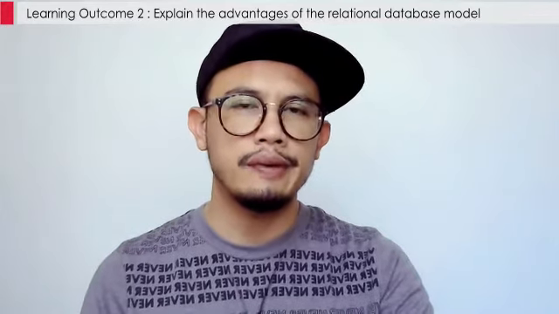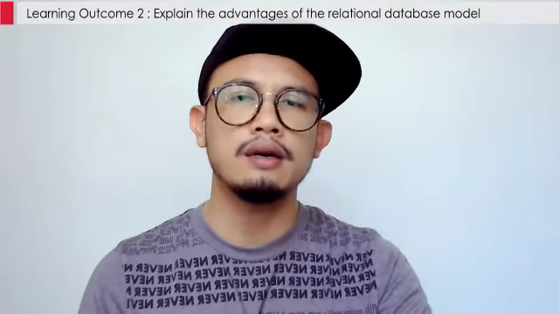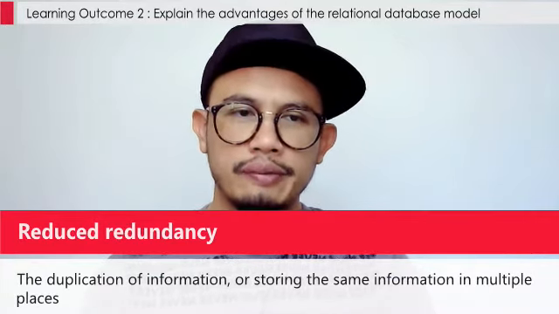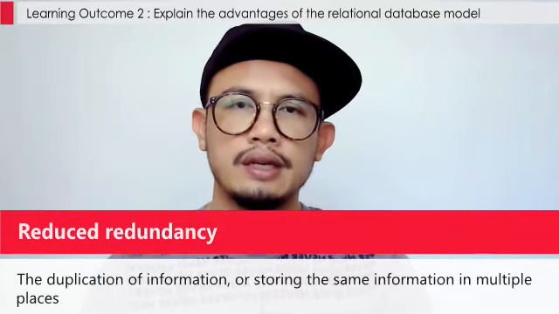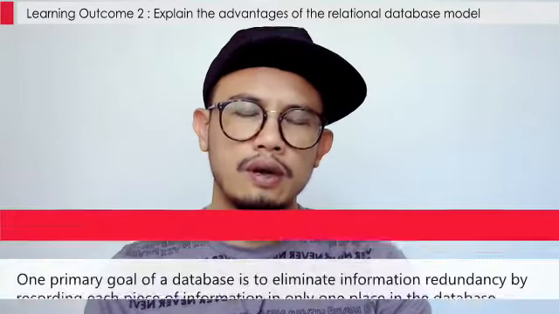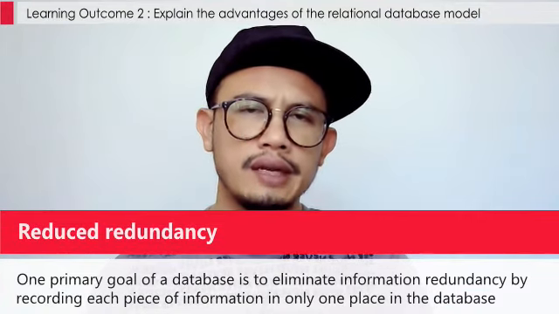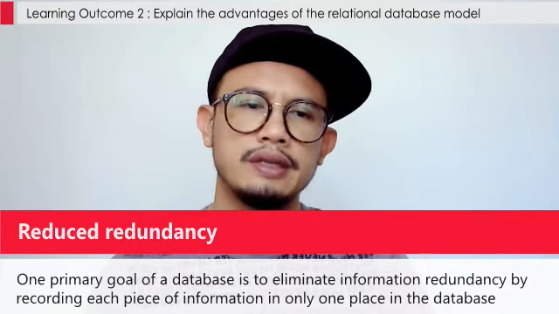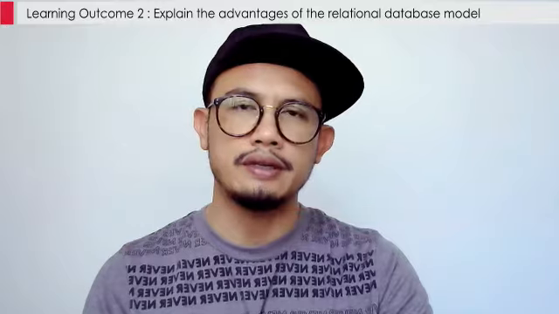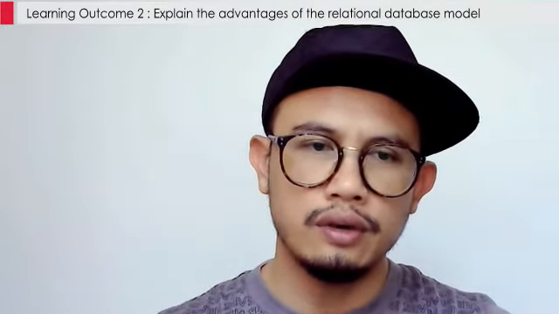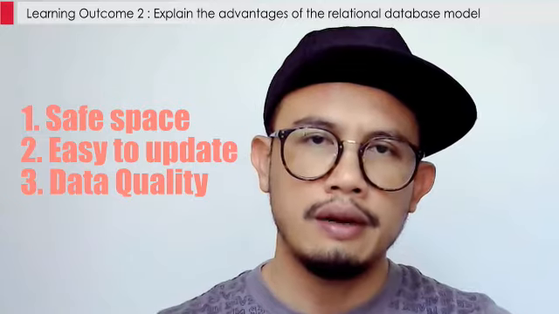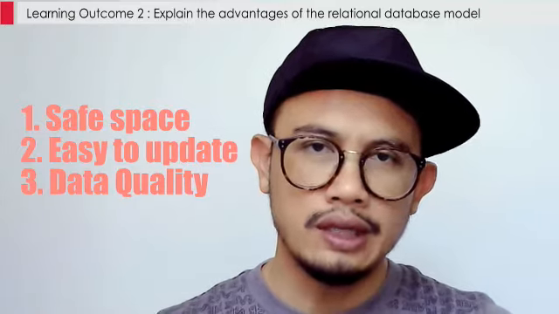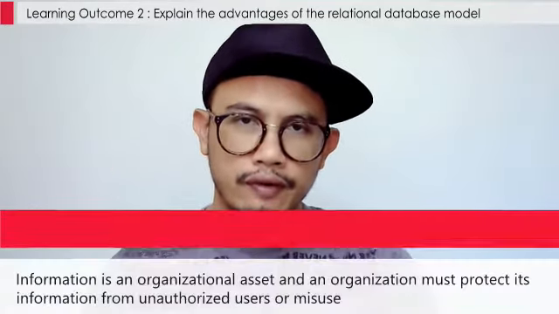Number 3, by using a database, an organization can reduce data redundancy. Redundancy means the duplication of information or storing the same information in multiple places. So one of the primary goals of a database is to eliminate redundant information by recording each piece of information in one place in the database. Eliminating data redundancy could save space in the database and makes performing updates easier, and also will improve the quality of the information.